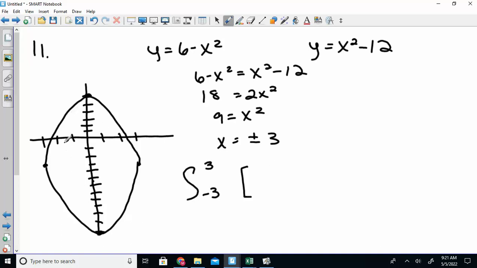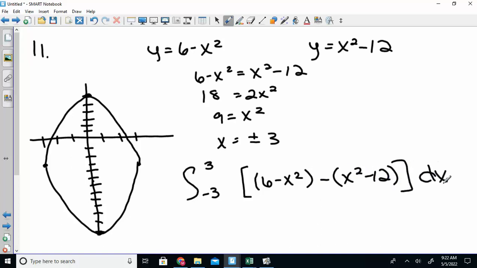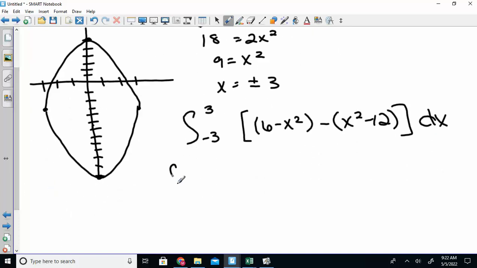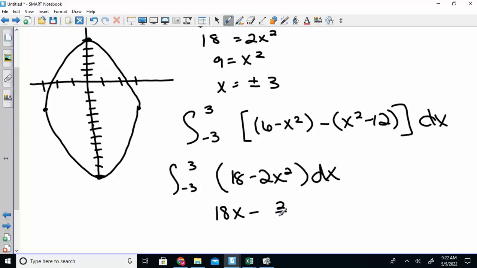We're just doing area, so it's just top minus bottom. So what's the top curve? x squared minus the bottom curve. If you mix those up, how would you know? You would get a negative, and then you could fix it at the end. If I distribute my negative, we get plus 12, so 18 minus 2x squared. The antiderivative of 18 is 18x minus 2/3 x cubed.